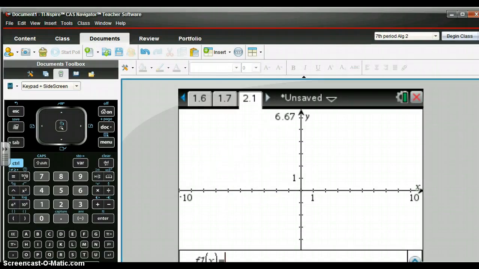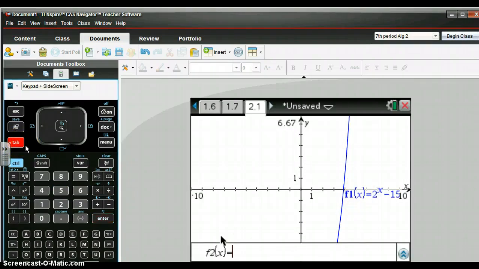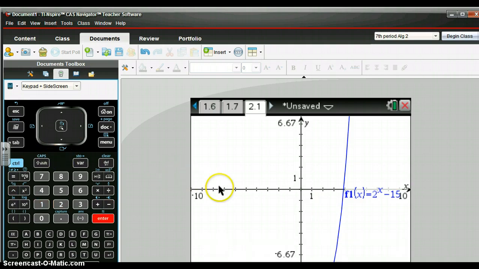So I'm going to graph 2 to the x minus 15. And I can barely see it there. That's okay. Hit tab and graph the right hand side here, which would be x to the third power minus 50 x squared minus 12. Okay, I can't even really see that one.